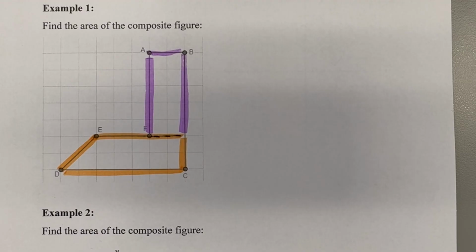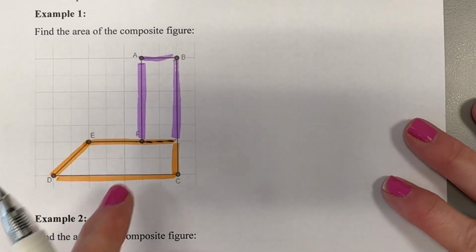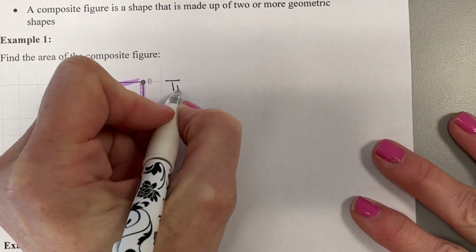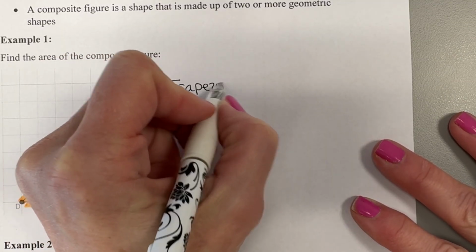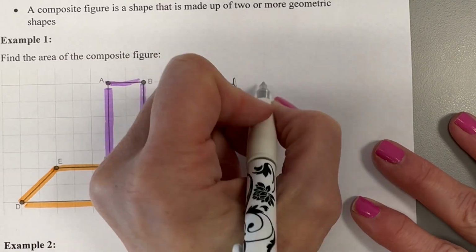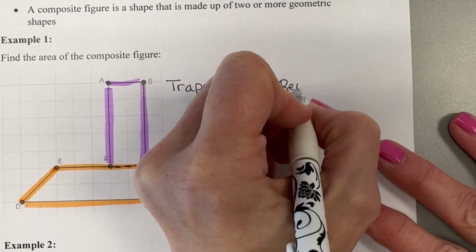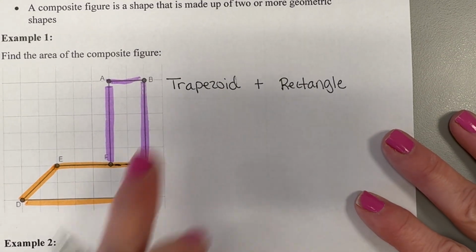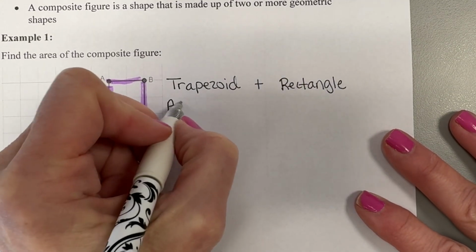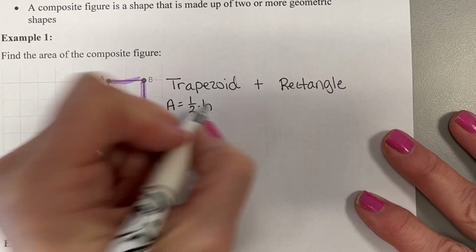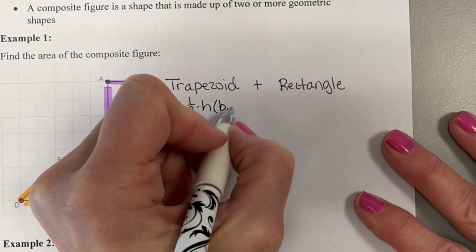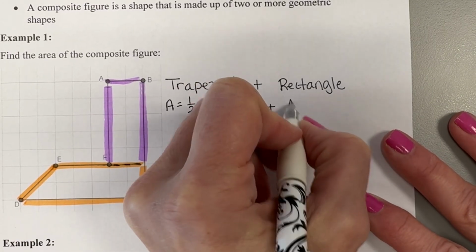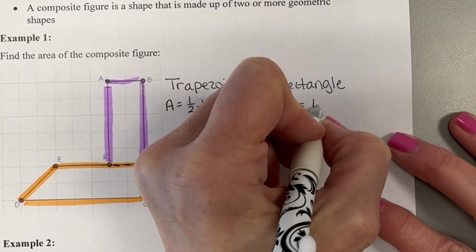So then all you have to do to find the total area is find these and add them together. If you want to know what to show for work, I've got a trapezoid. I'm going to find that area and add it to a rectangle. Let's write those formulas down. The area of a trapezoid is 1/2 times the height times the quantity base 1 plus base 2. And to that, I'm going to add the area of a rectangle, which is just length times width.